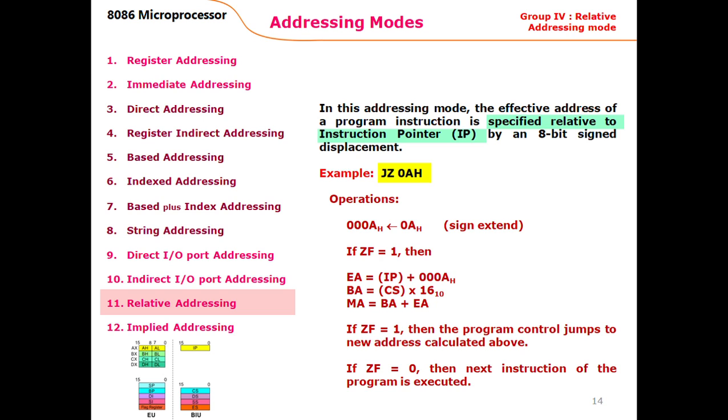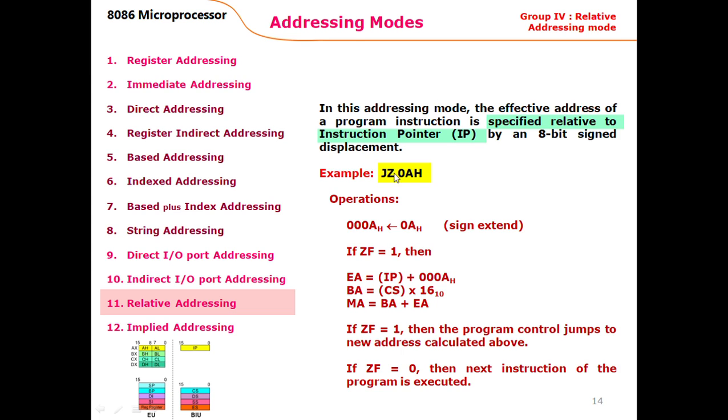Relative addressing mode. In this addressing mode, the effective address of a program instruction is specified relative to the instruction pointer by an 8-bit sign extended displacement. To understand this relative addressing mode, it's better to discuss it with an example.